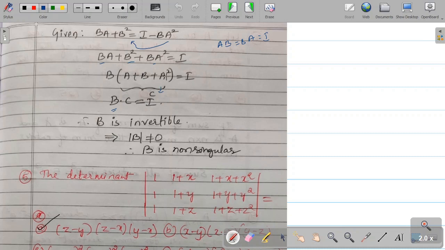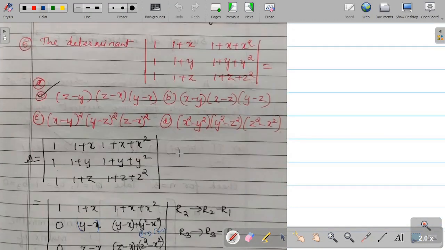So B into this whole matrix, when added up together, gives you another matrix. Let me name it C. So BC equals I. Product of any two matrices equal to I means one is the inverse of the other. So B is invertible, because there exists some matrix which gives you BC equal to I. If B is invertible, it means the determinant of B is not equal to 0. Hence B must be a non-singular matrix. That is always true.